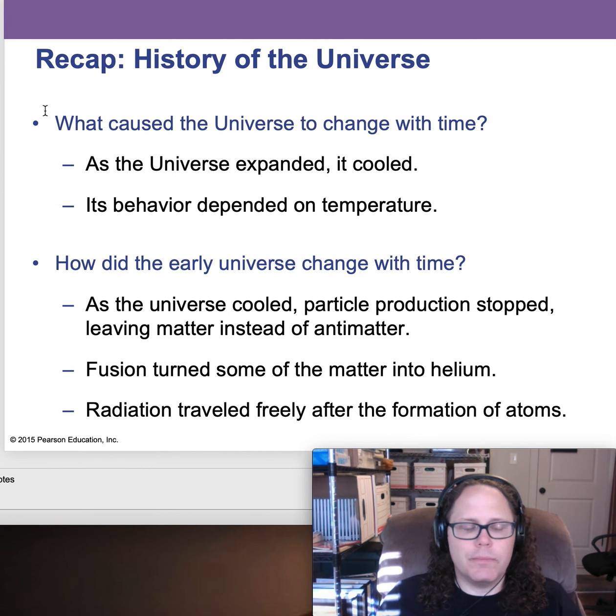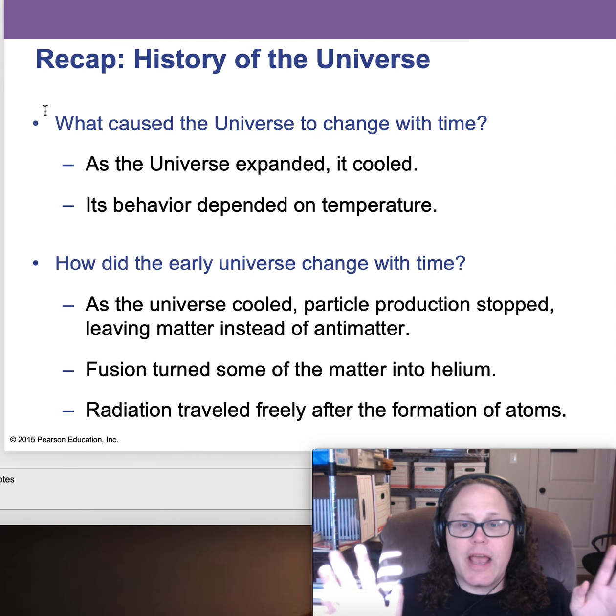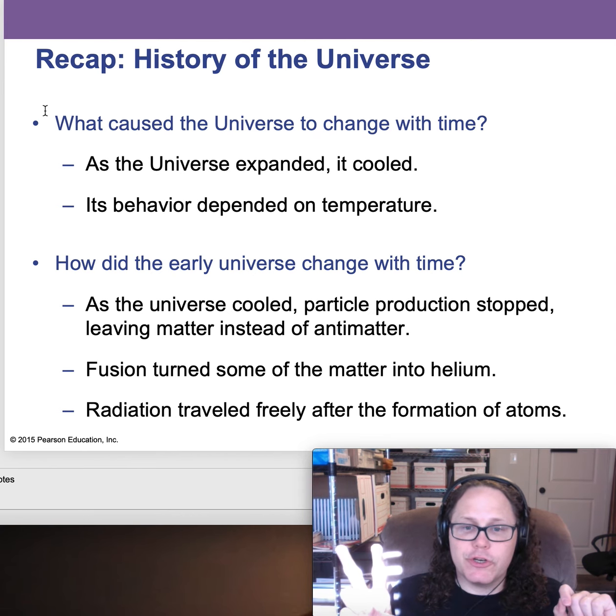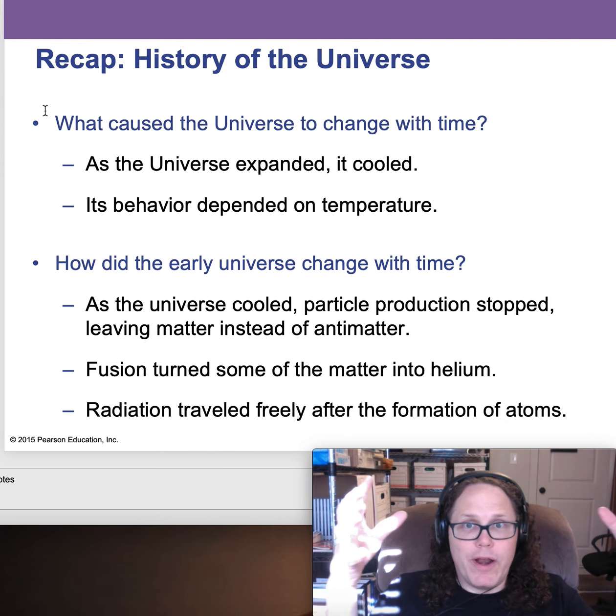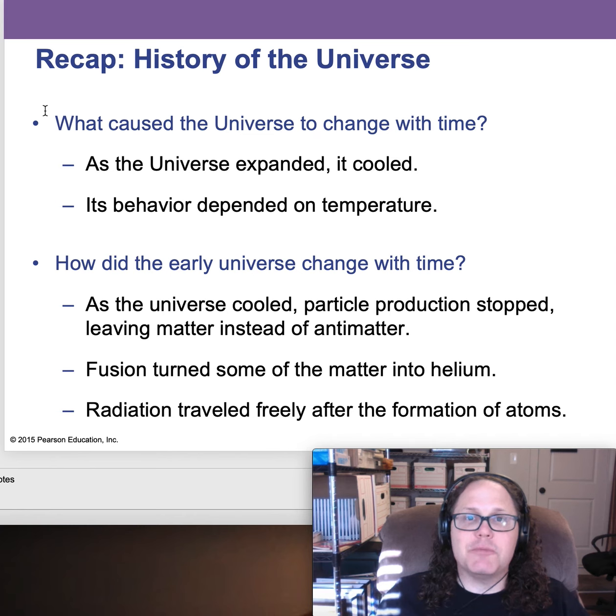All right, so what happens in the universe is determined by the density and the temperature of the universe. As time went on from the Big Bang, the universe expanded and it cooled. Its behavior depended both on its temperature and its density.